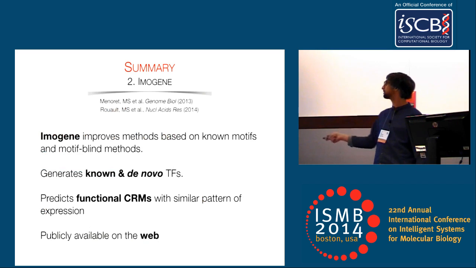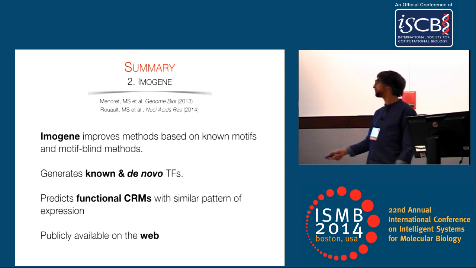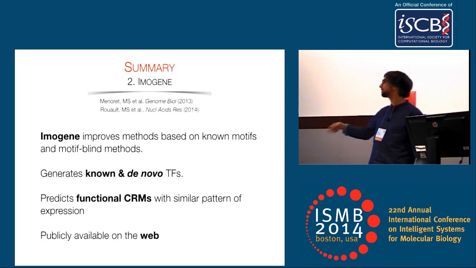To summarize, we have a method that works very well for a small training set of CRMs, generates de novo transcription factor motifs, and can predict functional CRMs, and you can use it on the web. It's published in NAR, and the application in Genome Biology.